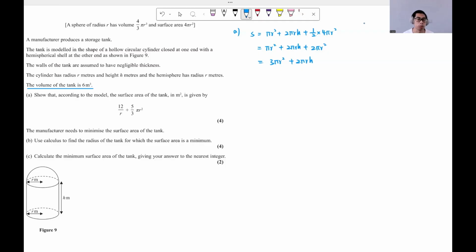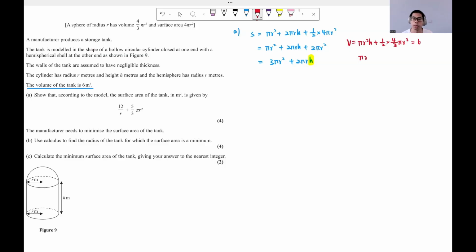But the final expression is only in terms of r, no h. So we need to find a way to write h in terms of r, which means we need to use the other equation. The volume of the tank is 6 meters cubed, so we form another equation. The volume is pi r squared h for the cylinder, and then the top hemisphere will be half of 4/3 pi r cubed. And that's equal to 6. So we have to rearrange it to make h the subject.